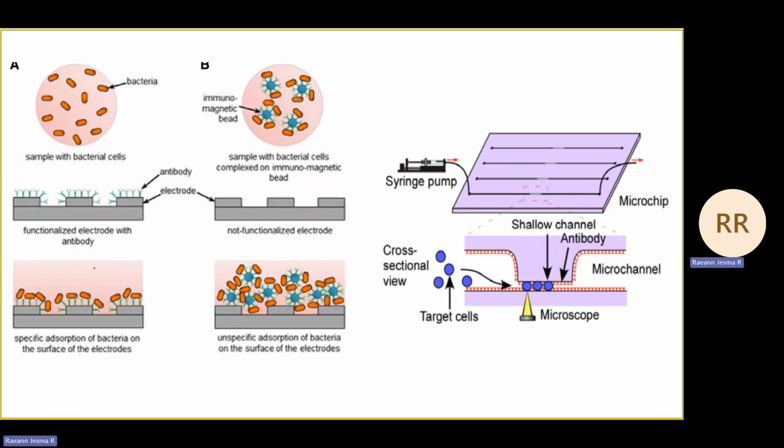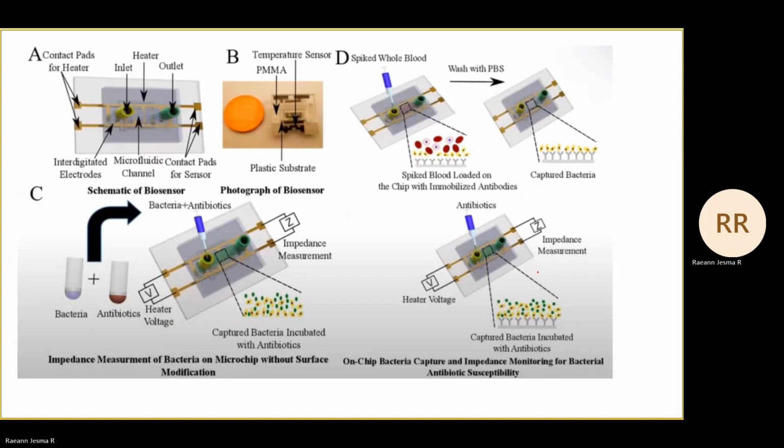Here you can see another application where they have an electrode functionalized with antibody, and when they have a sample containing bacteria cells, the bacteria cells will get specifically adsorbed to the electrodes. This is because the antibody will bind to the antigens on the bacteria surface. If, let's say in your microfluidic chip, you are not using an antibody, there will be a lot of other cells in addition to the bacteria as well. This is the figure of a microfluidic channel where they have antibody along the microchannel. The target cells, our bacteria cells, will get attached to the antibody. This is the microchip that was discussed in the lecture. Okay.